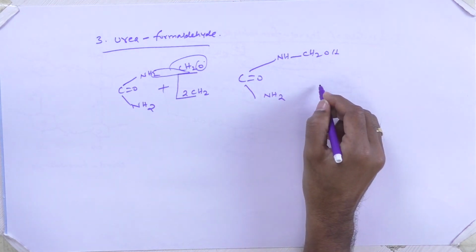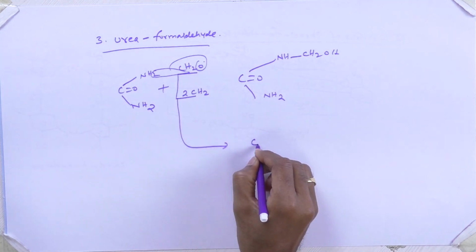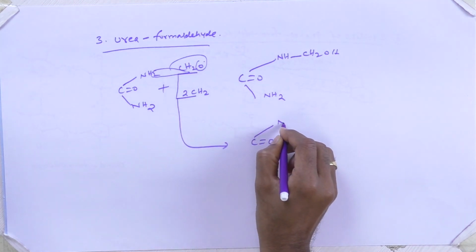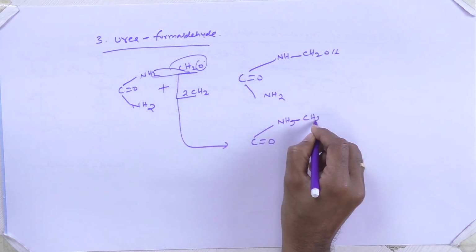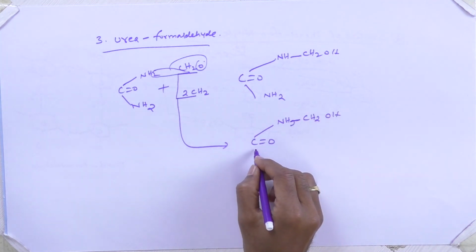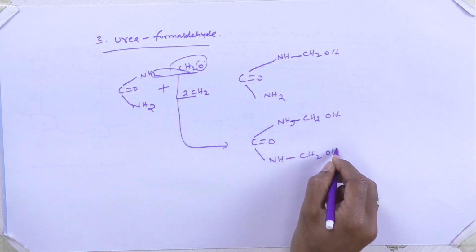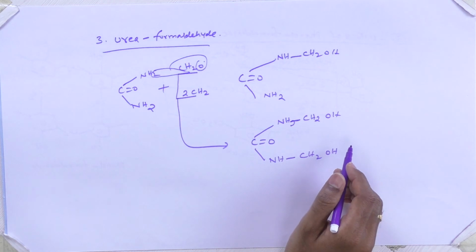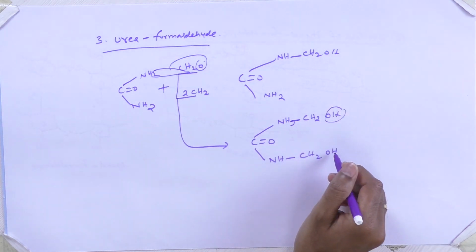It will produce C double bond O, NH, CH2OH, then NH, CH2OH. So disubstitution will take place. So therefore it will increase the functionality of the monomer. Now this will act as a monomer.